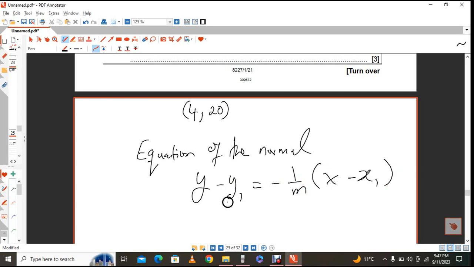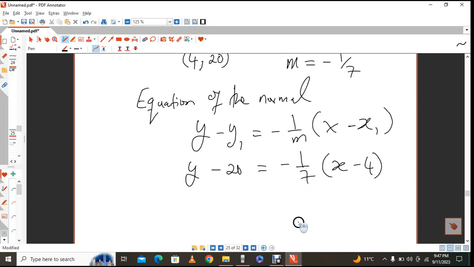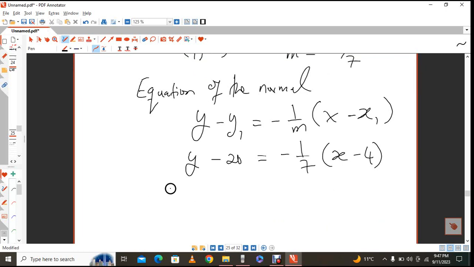Of course, we know our gradient. Our gradient there was negative 1 upon 7. We have got our y value, which is 20 over here, negative 1 upon 7, and then you have x minus 4. Just make sure you substitute into the points, okay? All right, so let me distribute over there. So this is y minus 20 is equal to negative 1 over 7x here.